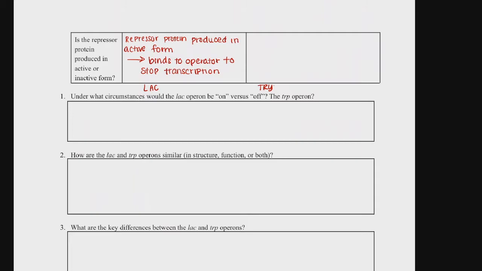I don't know why I did it like this. I didn't have a question. Okay, and then for tryptophan, the repressor protein is produced in its inactive form.